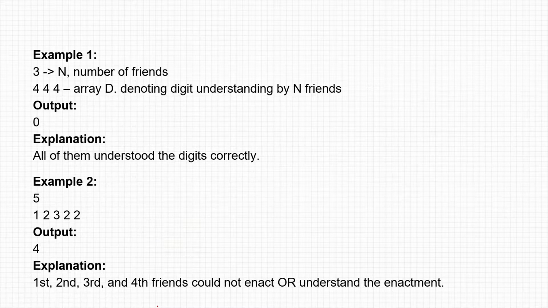Going to the example, let's see the example for this. They have asked us to input two things, n and the digit array D. So 3 is the number of friends; 3 friends are there. 4, 4, 4 is the array denoting the digit understood by the n friends. The 4 is Alice, giving her first input. She is writing the digit 4 and passing it on to F of 1 and F of 2.